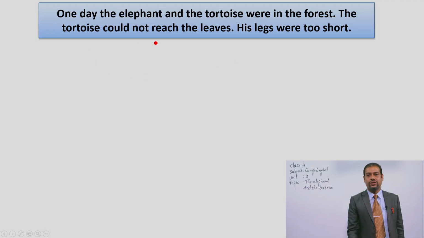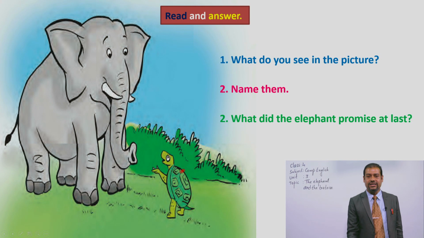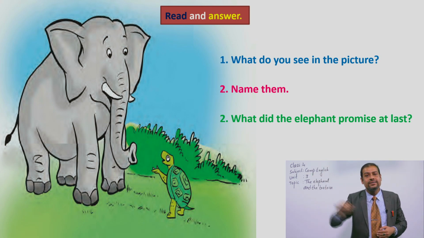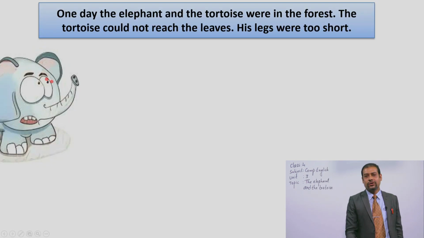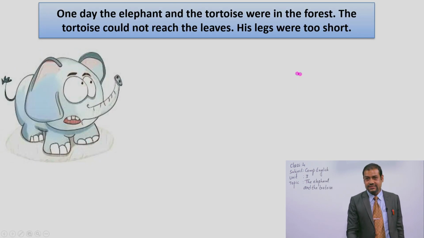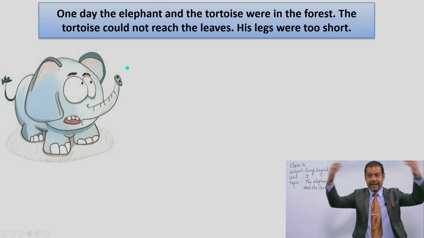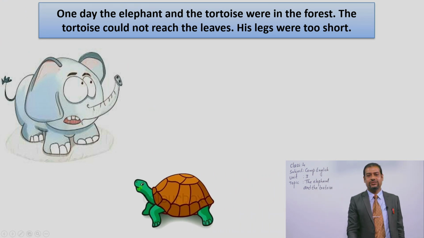The tortoise could not reach the leaves. His legs were too short. Dear students, I can show you, for example, see. This tortoise is very small and it has short legs. That's why it cannot jump very high to reach the leaves of the tree. Okay, so you can see the elephant, because it says that the tortoise could not reach the leaves because it had very short legs. Okay, it could not jump very high. Elephant and tortoise. Again.